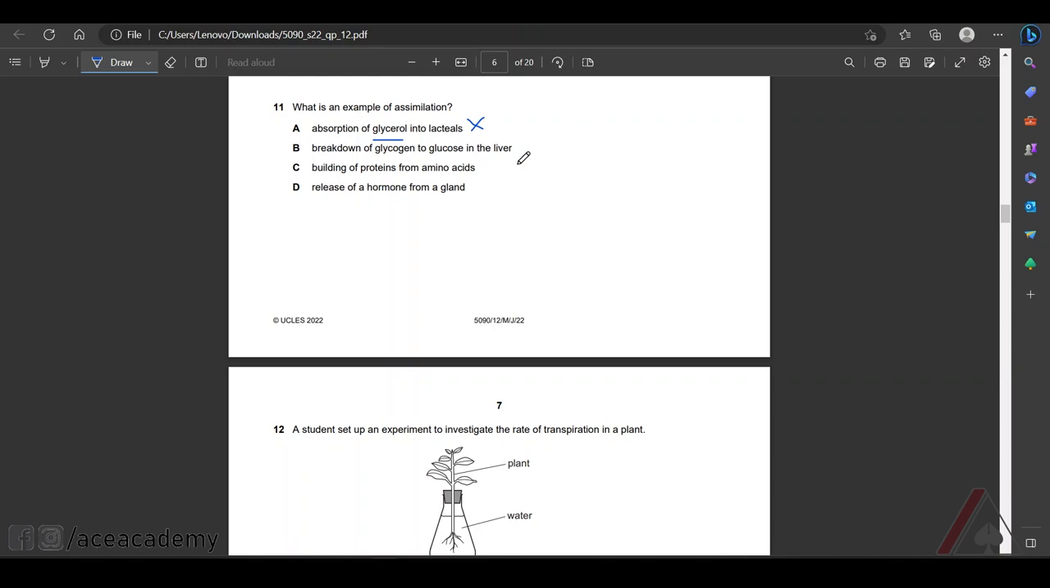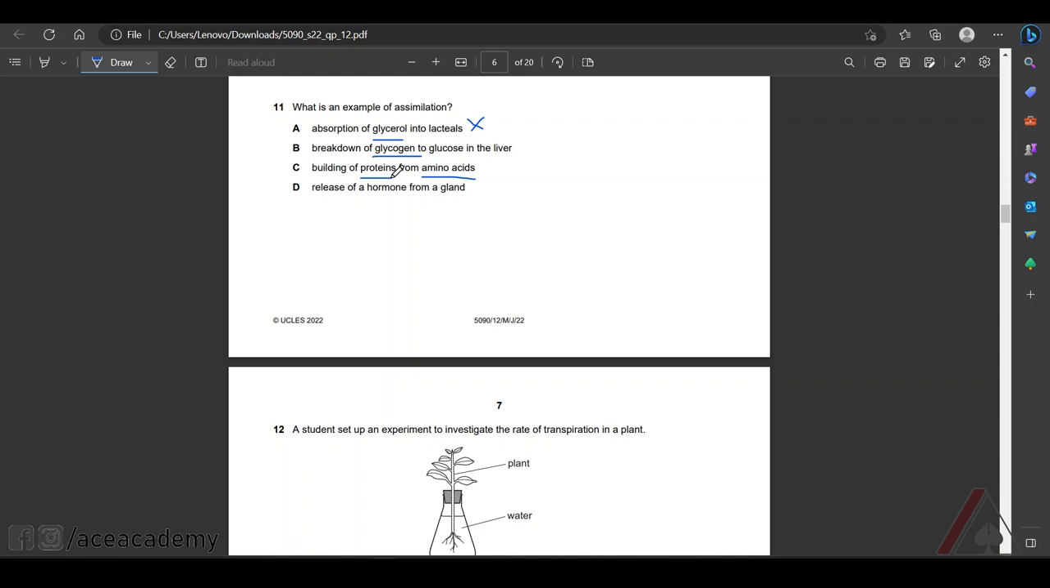Option B says breakdown of glycogen to glucose in the liver. This is also wrong because glycogen isn't a product of digestion. For option C, it says building of proteins from amino acids. This actually makes sense because amino acids are products of digestion and they are used up in cells for protein synthesis, so this actually fits our definition.